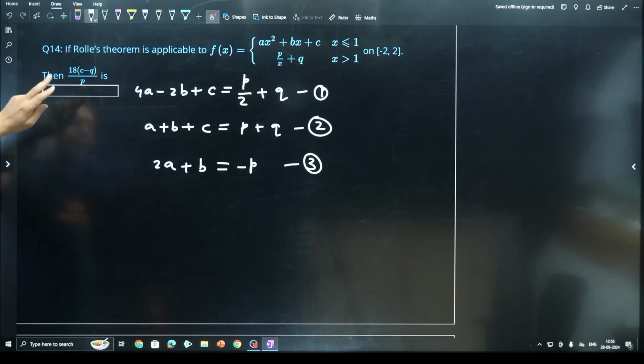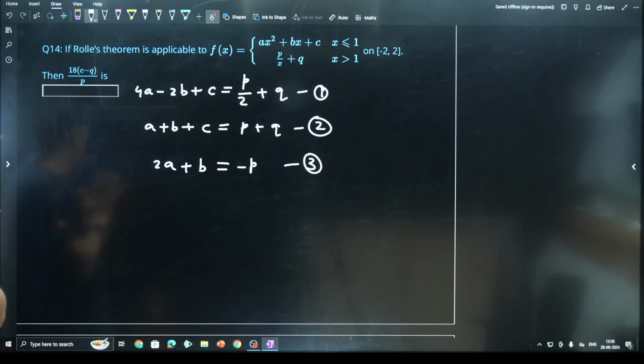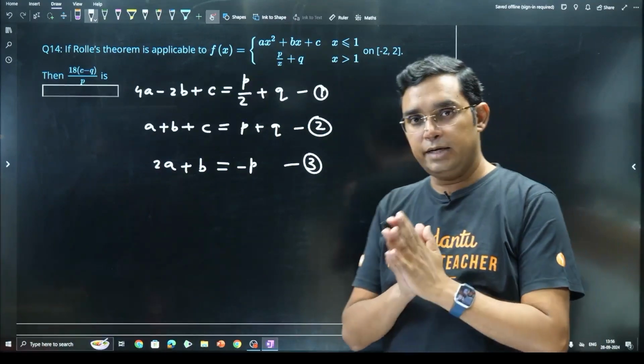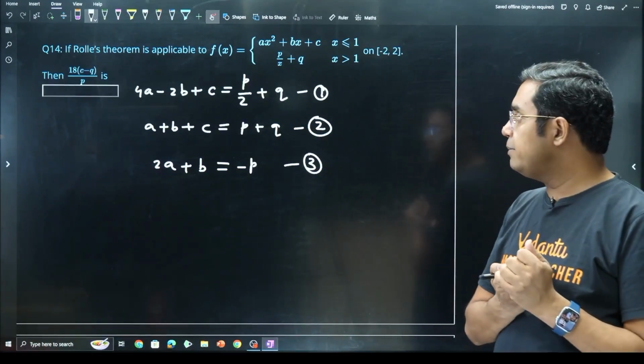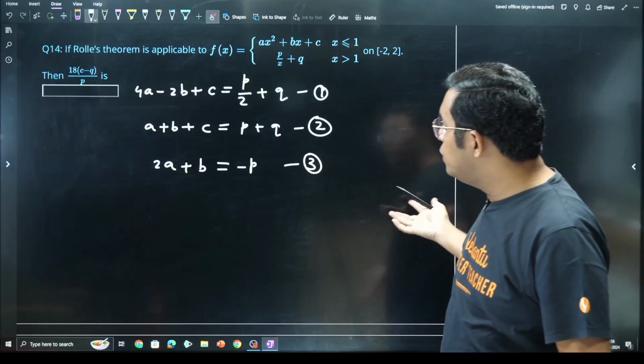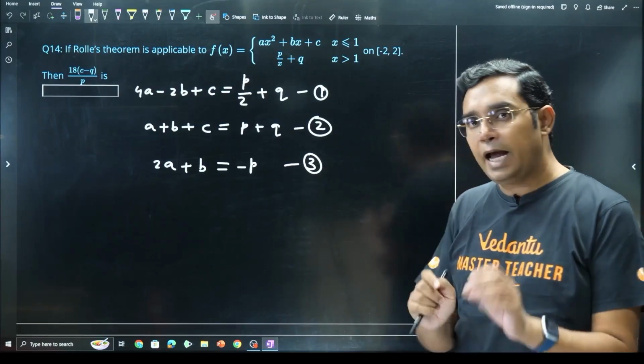The expression is also multiplied by 18: c minus q upon p. That means I want to eliminate a and b. Please understand this thing. How can a and b be eliminated? You can find the values of c, q, p in terms of a and b. Maybe that can be one idea, but I'll tell you a different way.